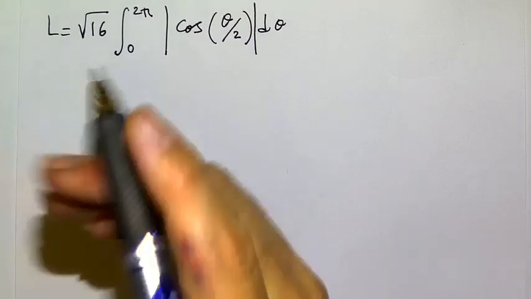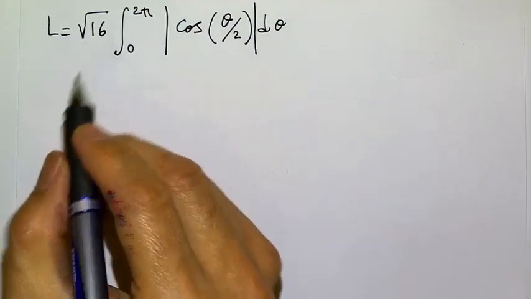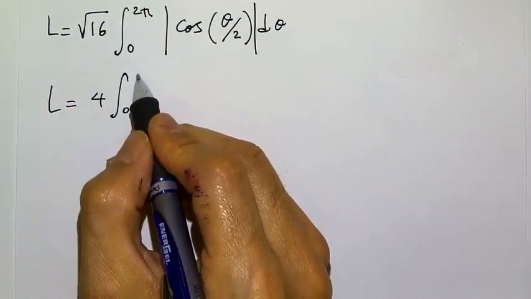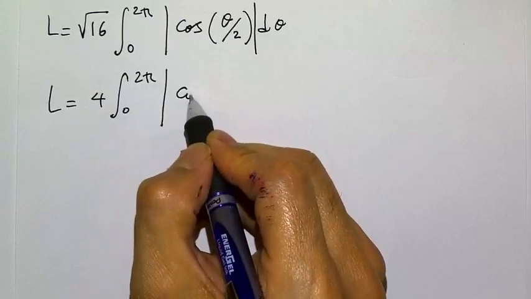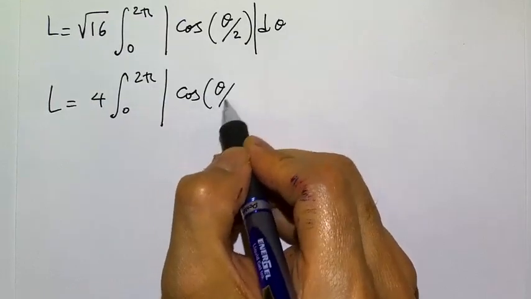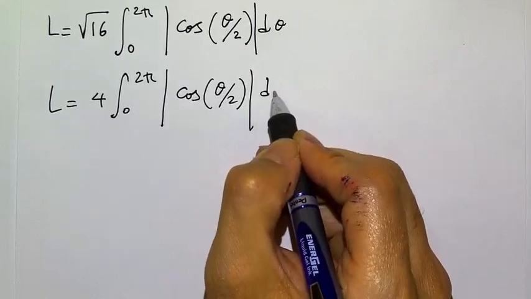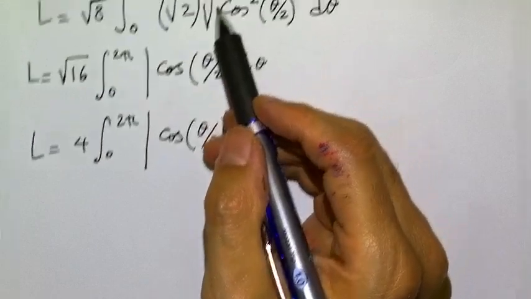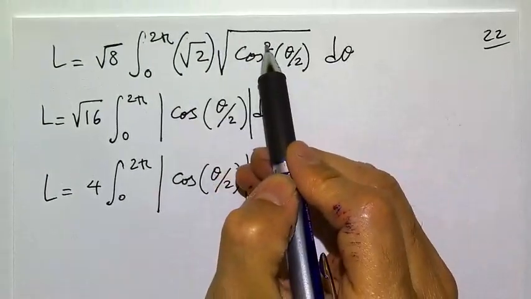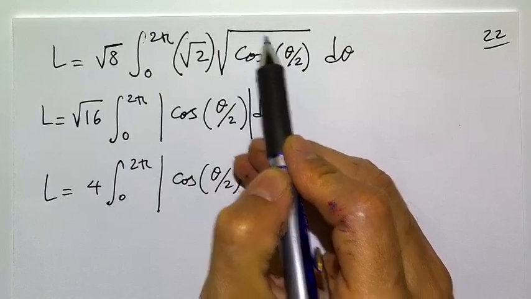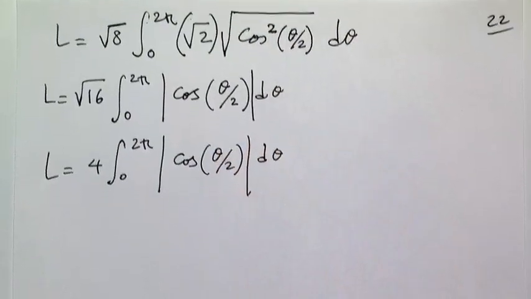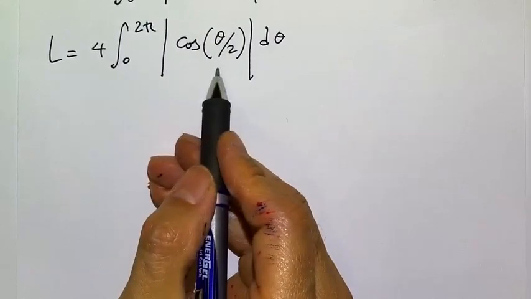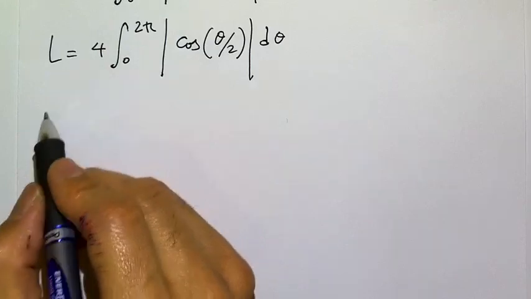And let me actually simplify this. So L equals square root of 16 is 4 times the integral from 0 to 2 pi of absolute value of cosine of theta over 2 d theta. Okay, and the absolute value and the square root and this power canceled each other out, this 2 and the radical expression. So now to remove the absolute value before integrating, right?